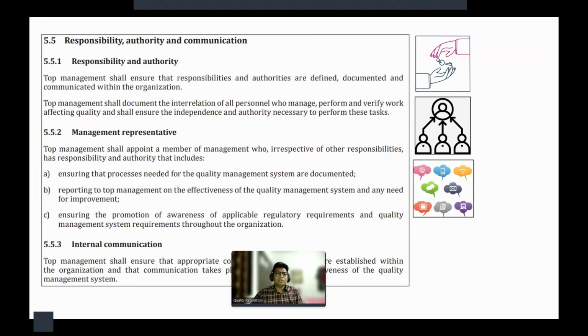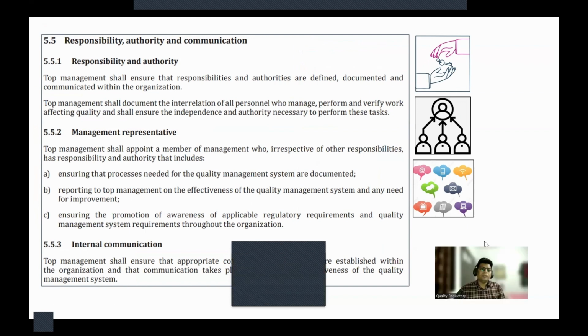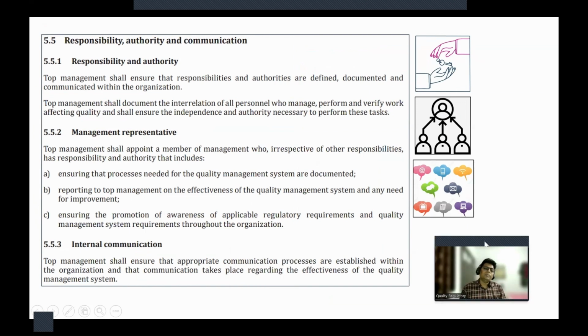So next portion is responsibility, authority, and communications. Okay. So top management shall ensure responsibility and authorities are defined, documented, and communicated within the organization. Top management shall document the interrelation of all persons who manage, perform, verify work affecting quality, and shall ensure the independence and authority necessary to perform this work.